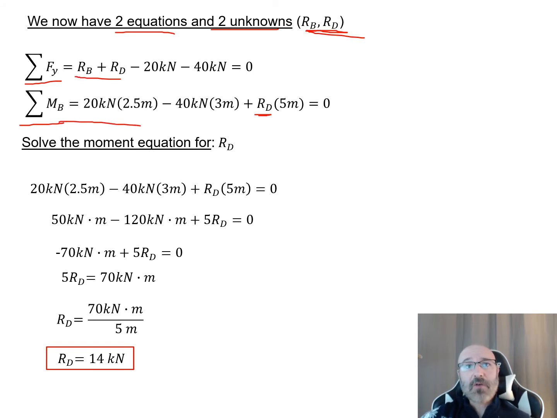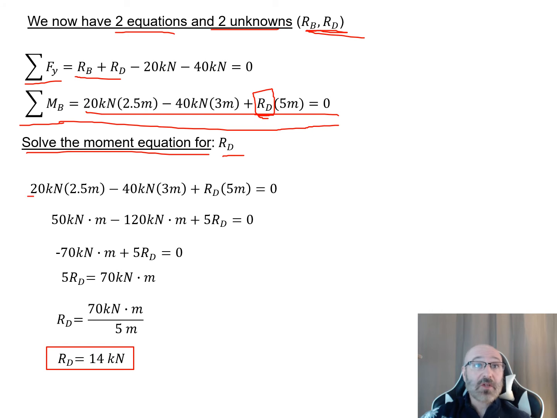So we can solve our summation of moments about B directly to get our value for R sub D, our reactionary force at point D. So that's exactly what we do. We solve our moment equation for R sub D. This is our 20 kilonewtons times 2.5 meters minus my 40 kilonewtons times 3 meters plus my R sub D times 5 meters is equal to 0.